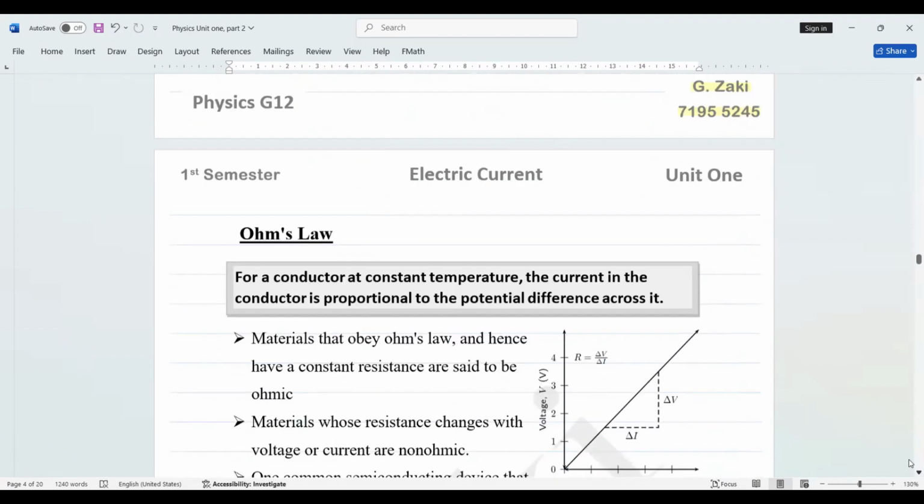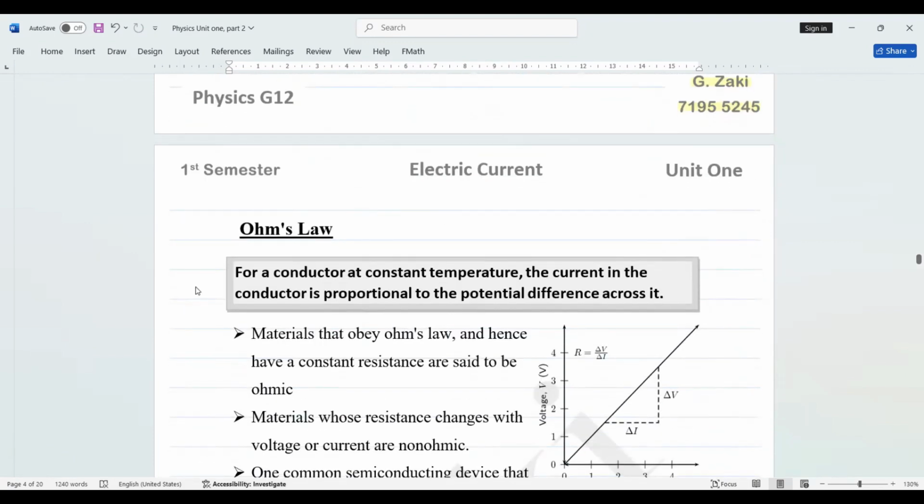Ohm's law is very important. He said, for a conductor at a constant temperature, so the conductor must be at a constant temperature, this is very important. You have to mention this. The current is proportional to the potential difference. So the current is directly proportional to the potential difference.